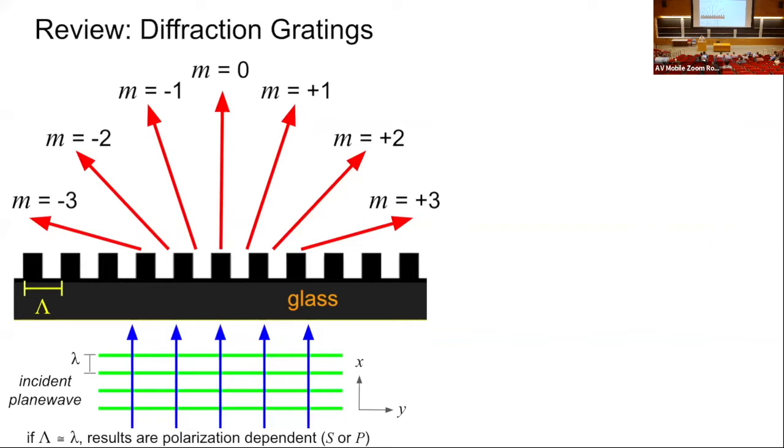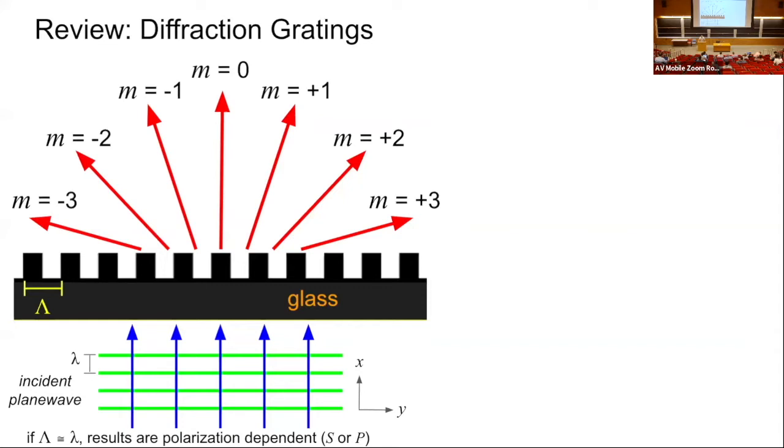A diffraction grating is, in principle, a very simple device. What it consists of, as you can see here in the schematic, is some periodic modulation of your structure, and then you hit that structure with some incident plane wave, which is shown at the bottom here. This generates diffraction orders at very specific angles, as you can see, and they're labeled by the diffraction order, which is an integer. We'll discuss this in more detail.